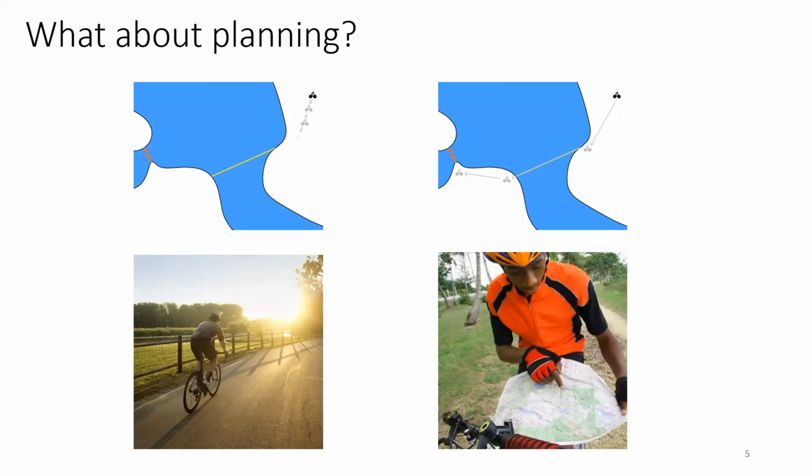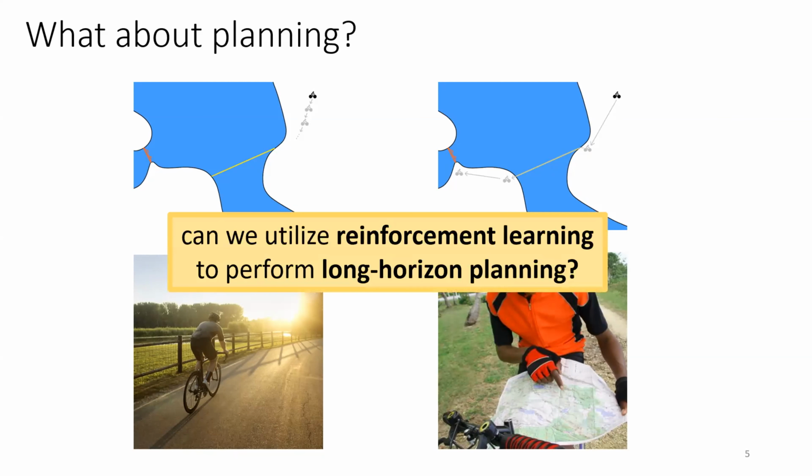So that's the topic that I'm going to try to discuss in today's talk. Can we utilize reinforcement learning essentially as a sort of primitive in performing long horizon planning?